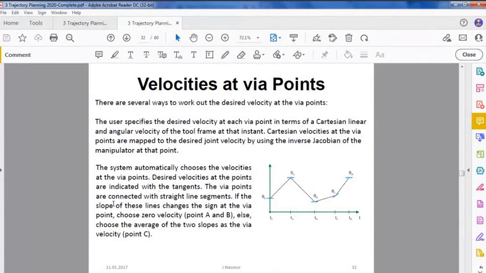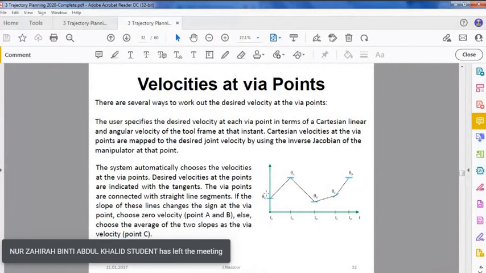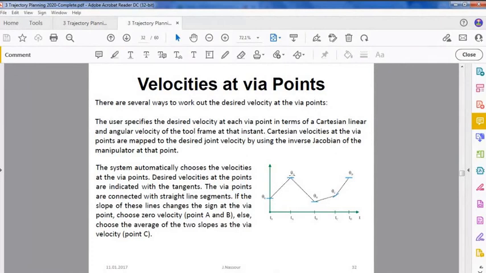The desired velocity at the via point is indicated with the tangent. The via points are connected with straight line segments. If the slope of this line changes sign at the via point, choose zero velocity at point A and point B. Point A, this is point B. Else, choose the average of the two slopes as the via point velocity. Something like this. If you have from zero to A to B.